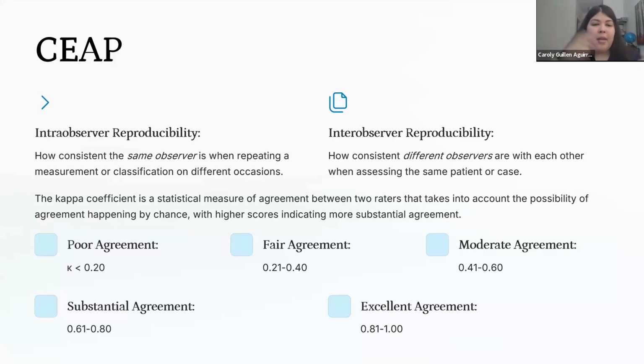And the statistical tool that they used for this study was the kappa coefficient. That is a statistical measure of agreement between two raters that takes into account the possibility of the agreement happening by chance, with higher scores, of course, indicating more substantial agreement.